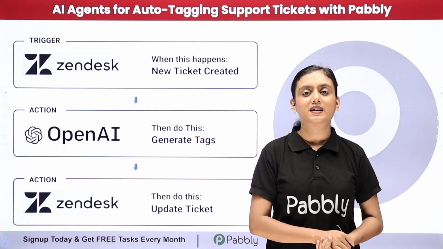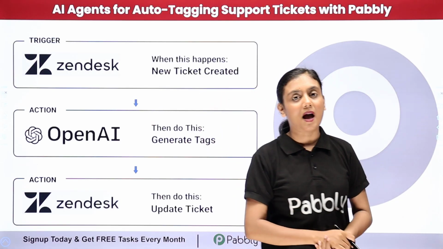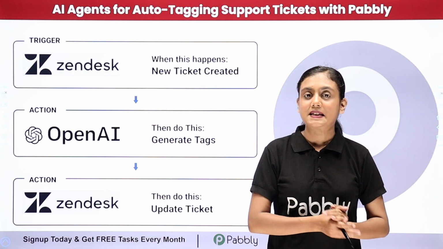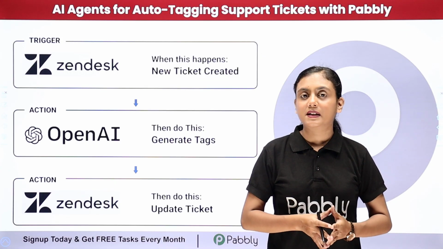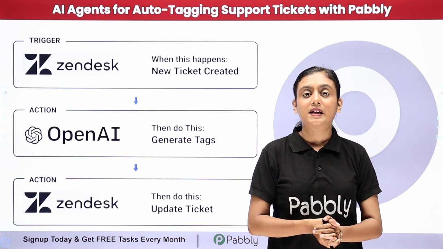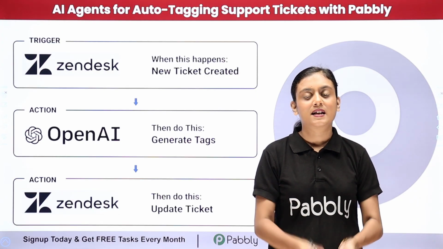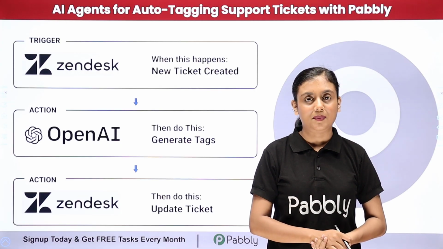In this video, we're going to learn how to build an AI agent for auto-tagging support tickets with Pabbly. So I'm a manager of a support team and we manage our support ticketing system with the help of Zendesk. Over here, whenever a new ticket is created, I have to create the tags of the ticket manually every time, which is very time consuming and hectic. So to solve this problem, I have created an amazing AI agent using Pabbly Connect.